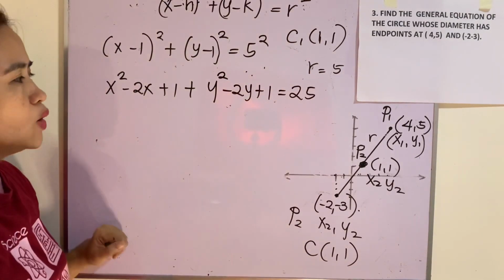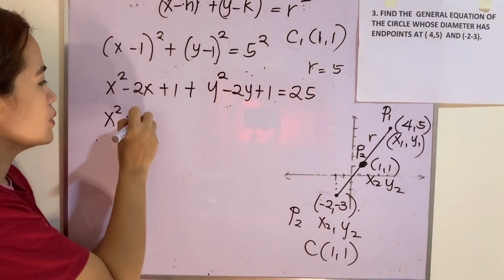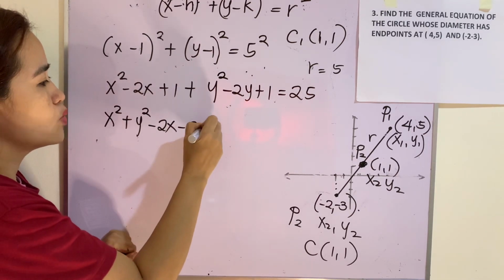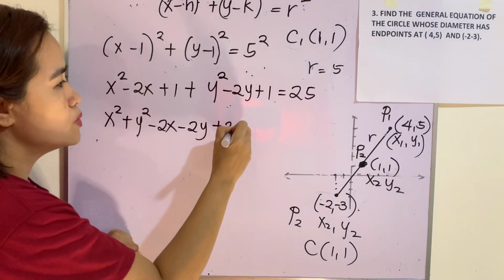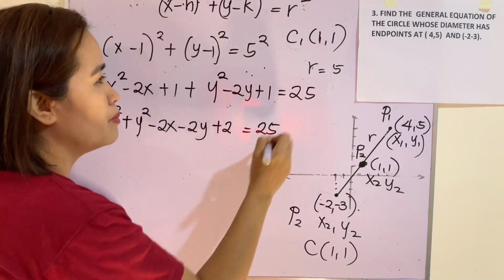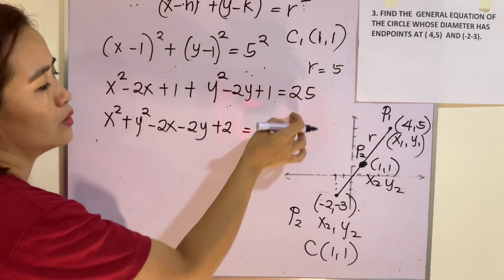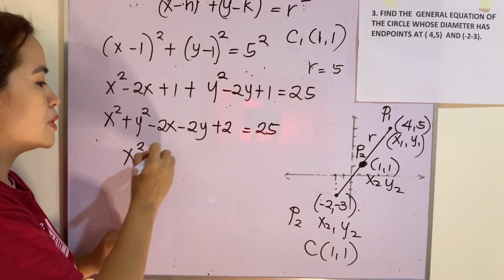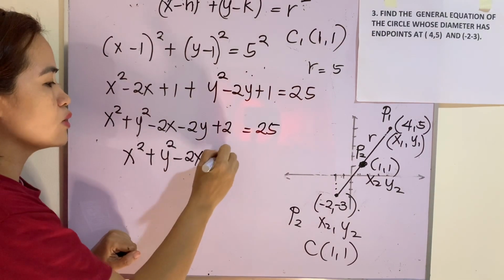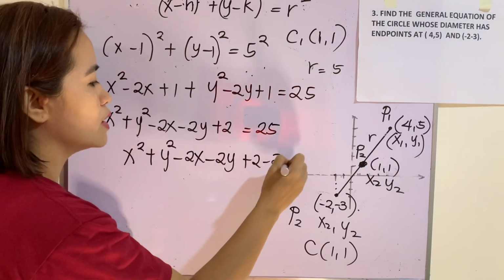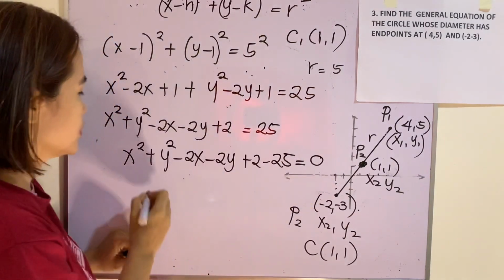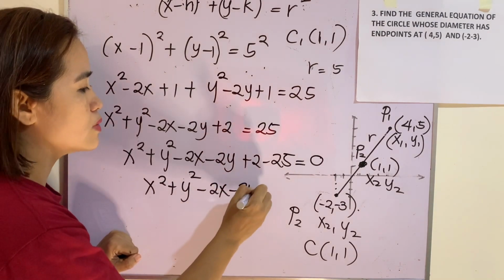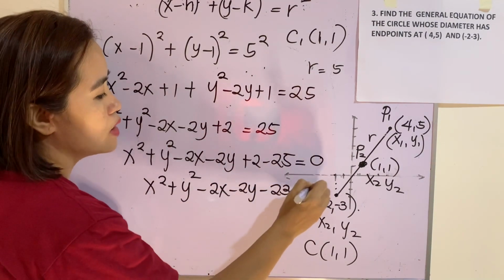So arranging it in order, this is x squared plus y squared, followed by this negative 2x, followed by this negative 2y. Add the 2, it's plus 2 is equal to 25. Remember that in getting the general form, nothing will be left here except 0. So all terms will be placed to the other side. So x squared plus y squared minus 2x minus 2y plus 2 minus 25 equals 0. Finally, x squared plus y squared minus 2x minus 2y minus 23 equals 0.